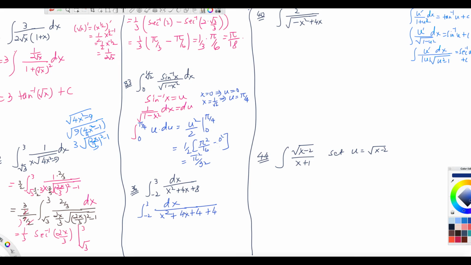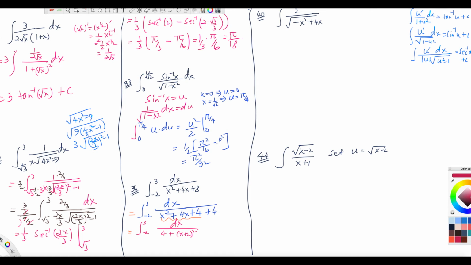So what I'm going to do here is write this in completed square form. That is x plus 2 squared, like x plus 2 times x plus 2. That will look like the integral from negative 2 to 3 of dx over 4 plus x plus 2 squared. That 4 I wrote at the front. And since there is a plus, I want to use tangent inverse there.